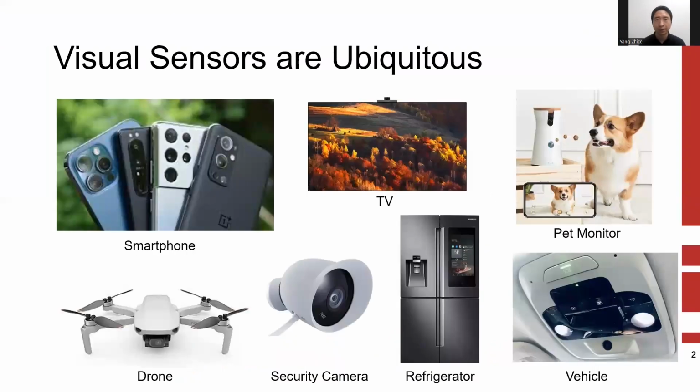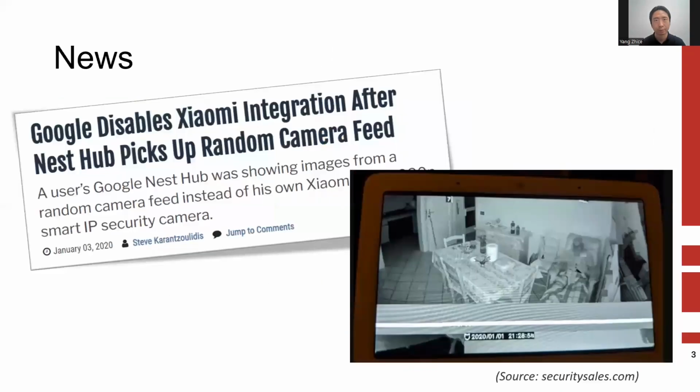There are more and more visual sensors around us. We found them on smartphones, televisions, vehicles, and everywhere. This is probably because visual information plays an essential role to enable smart devices and smart home. They bring convenience to our daily life. But such convenience is at the cost of risking the privacy. Visual information can be very private.